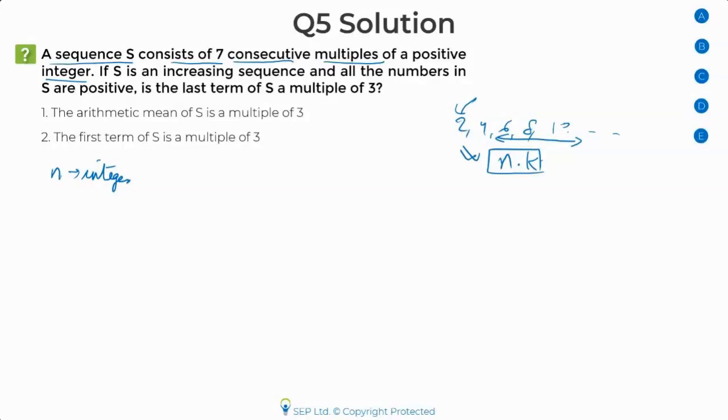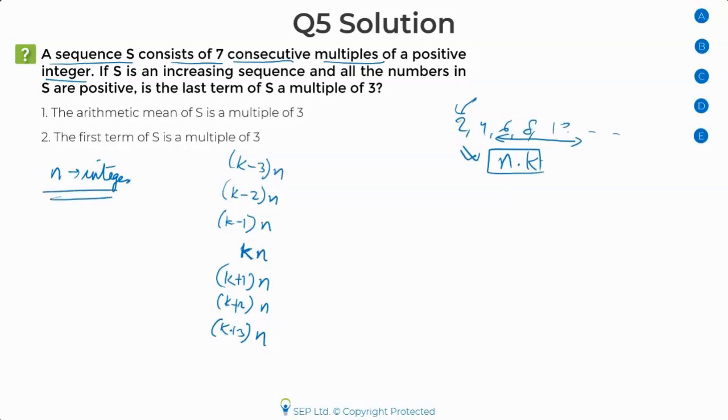So one of the multiples could be kn, k times n, and again, k could be anything. Now there are 7 consecutive multiples I need to write. So I write it like this: (k plus 1)n, (k minus 1)n, (k plus 2)n, (k minus 2)n, (k plus 3)n, (k minus 3)n. So now we have 7 consecutive multiples of the positive integer n. Whatever that integer is, I don't know, but I have written it all in a consecutive manner: k minus 3, k minus 2, k minus 1, k, k plus 1, k plus 2, k plus 3.